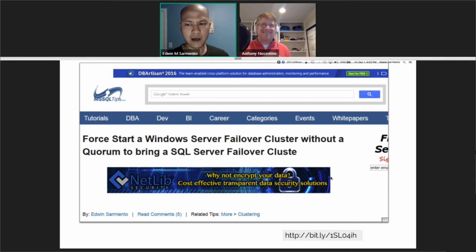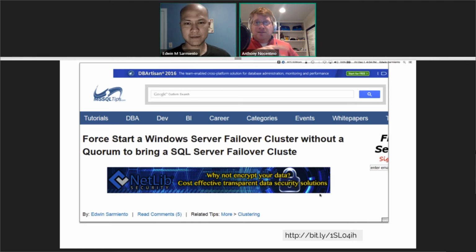And I've written an article in MSSQLTips. I think this is back in 2011 or 2012, where you could force start a failover cluster without quorum. You can do it using PowerShell. I believe the Failover Cluster Manager is now capable of doing this. I still don't rely so much on the GUI, but this is how you would go about starting the cluster, because you can't bring the failover clustered instance or the availability group online until the cluster is first brought online. Okay, that's the whole dependency hierarchy there.